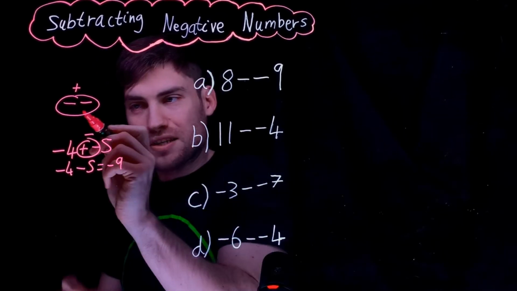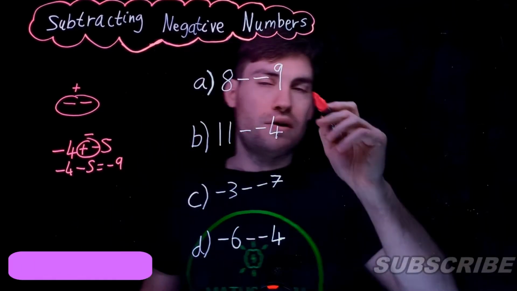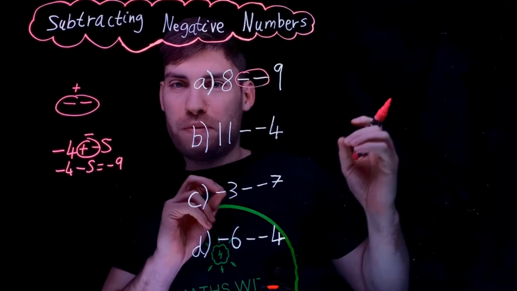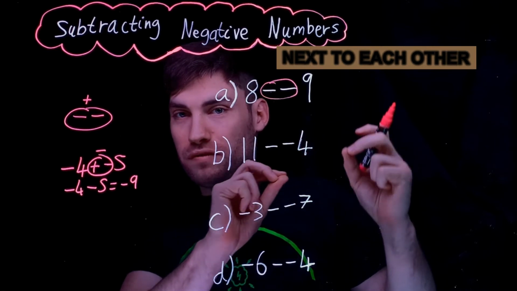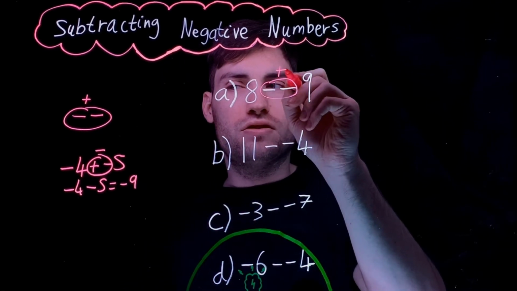Really important we know the signs have to be next to each other, not just in the same equation, okay? Right, so here, two negatives. So don't think two negatives make a positive, it's only if they're next to each other like that. Apart from when we get to multiplying and dividing, and I'll make videos on those soon, okay? So two negatives like this, that turns to a positive.